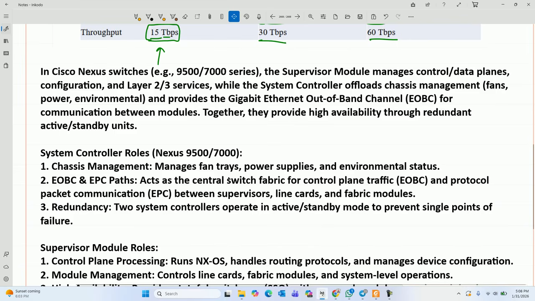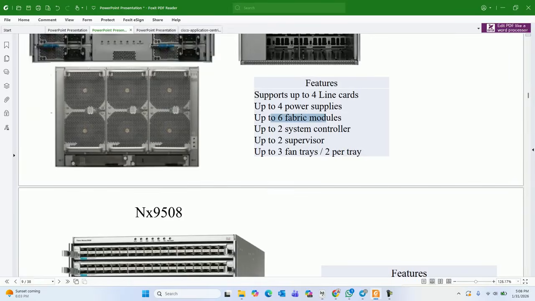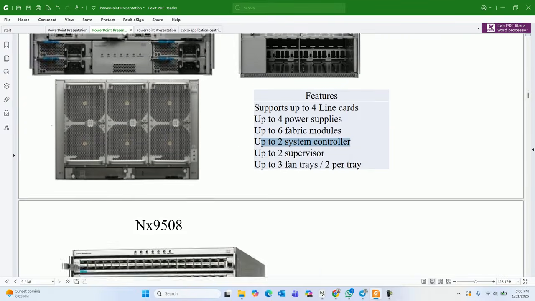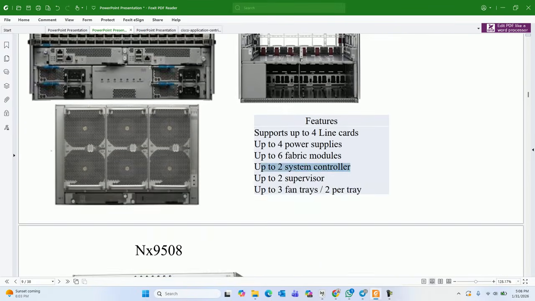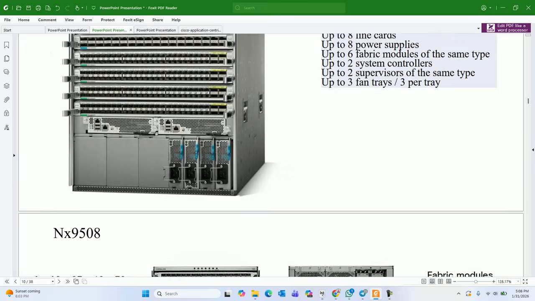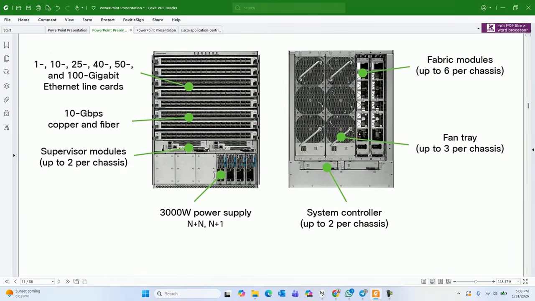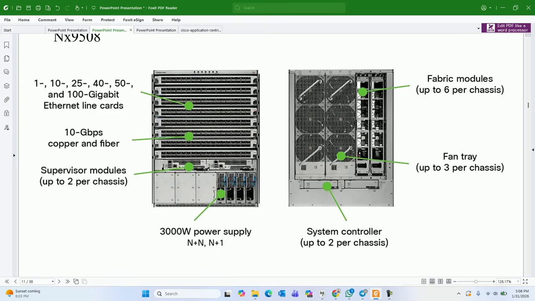And you see that we don't have just one supervisor module. We have two supervisors and we have two system controllers. Where's the rear view of it? Here it is. In the front of the switch we have the supervisor modules, and in the back side, we have the system controllers.